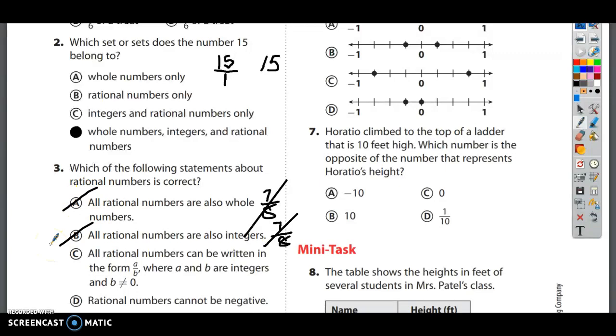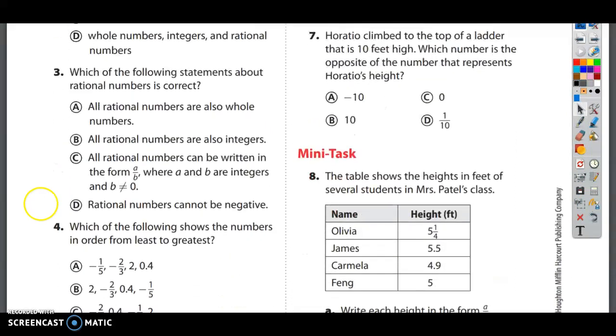C says all rational numbers can be written in the form of A over B, where A and B are integers and B cannot be 0. Let's check out D. Rational numbers cannot be negative. Yes, they can. You can have negative 7/8. That's a negative rational number. The answer is C. Okay, let's go ahead and clear the annotations and check out question number 4.